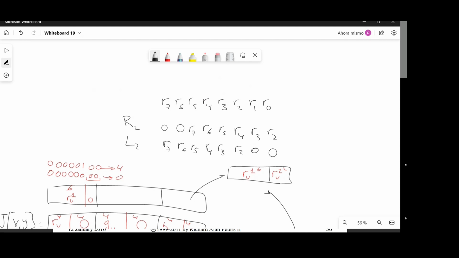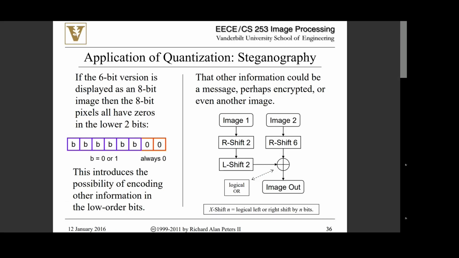So, if you want to keep this upper part, and you want to keep the first 6 bits, what you have to do is a right shift by 2 and then a left shift by 2, and then you're keeping the upper part and you're putting zeros there. So the upper part will stay with 6 bits. For this one, I'm right shifting by 6, so I will only keep the 2 most important digits. And then I will compute an XOR between the two.